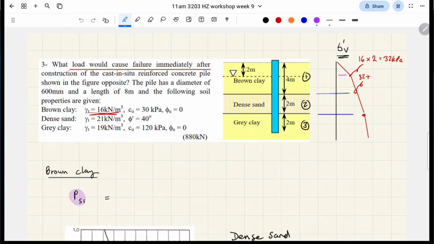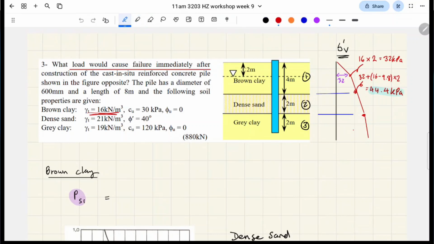Now when it touches the water, we add on the residual stress from before. So this amount was 32, right? So we add on that 32, and we add on 16 minus 9.8, 9.8 being the unit weight of water. We multiply that by another 2, because it goes down by another 2 before reaching the next layer. That gives us 44.4 kPa. Okay. I'm going to highlight that.